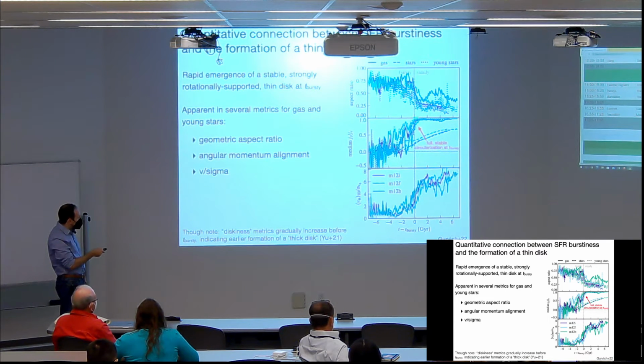And it's very nearly at the end of bursty star formation that all the gas elements settle onto nearly circular orbits, and the fluctuations have essentially disappeared.